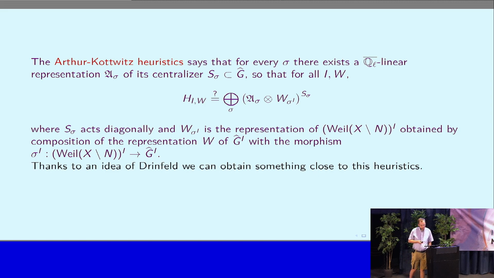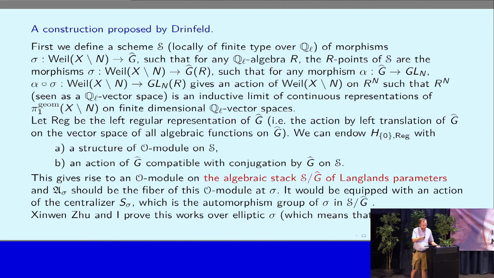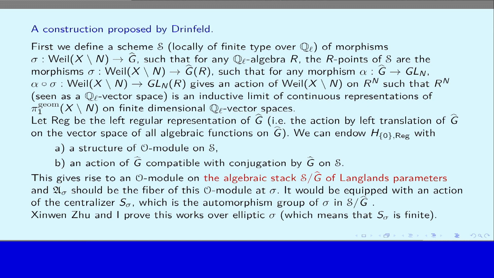And W_sigma_I is a representation of the Weil group obtained by composition of W and the morphism sigma_I. And now I will explain the construction proposed by Drinfeld, to do this decomposition, to obtain something close to this heuristic.